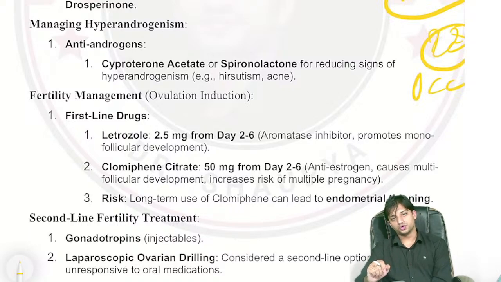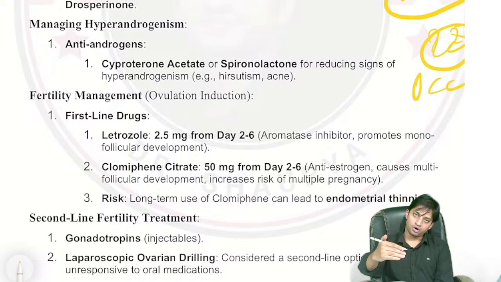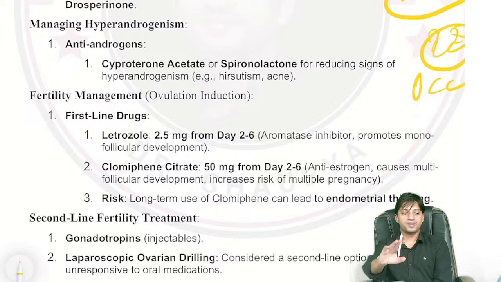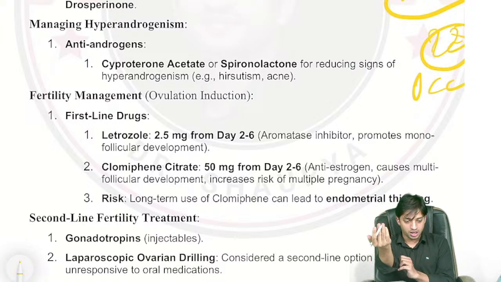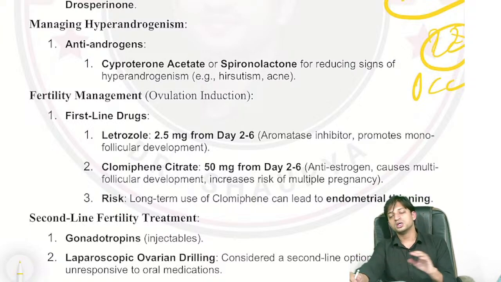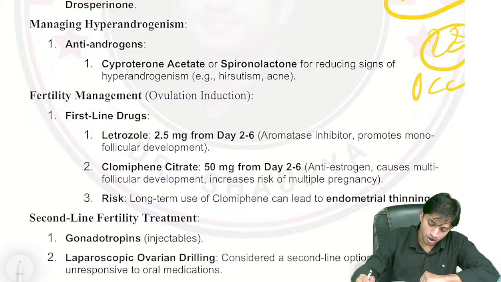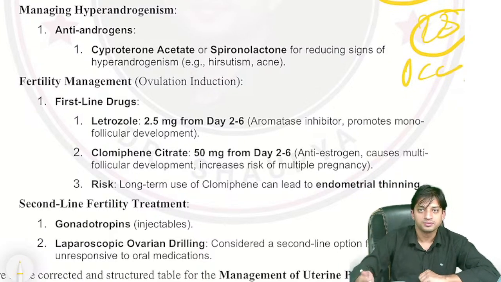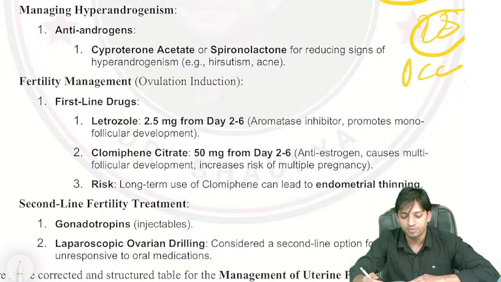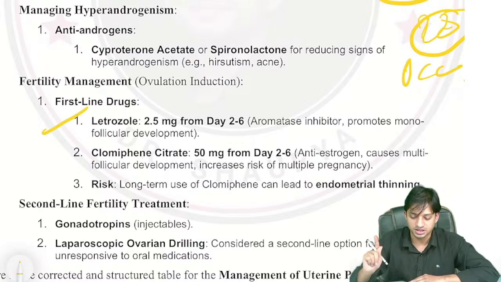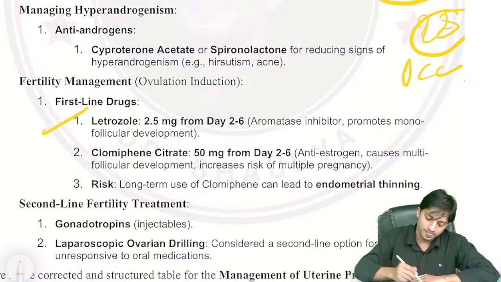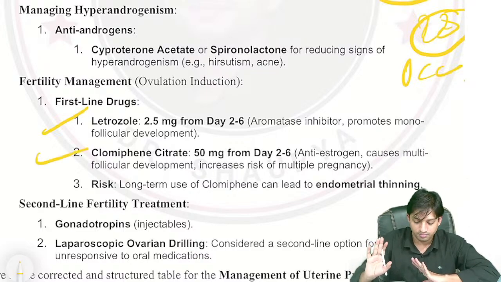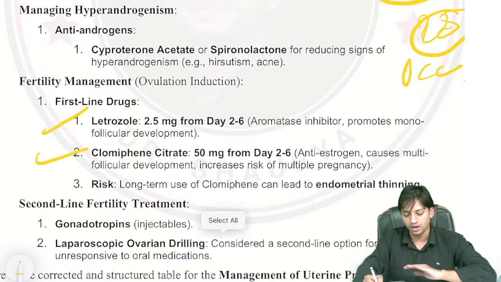Now, if the female comes to you and tells you, Doctor, I want to be pregnant. If she is a married female, she is in the reproductive age group, she wants to reproduce, then what will you do? You will go for ovulation induction, right? For ovulation induction, what will you prefer? You will prefer first line drugs such as letrozole, right? Then clomiphene citrate, second line drug. The more commonly preferred drug is letrozole, you already know.